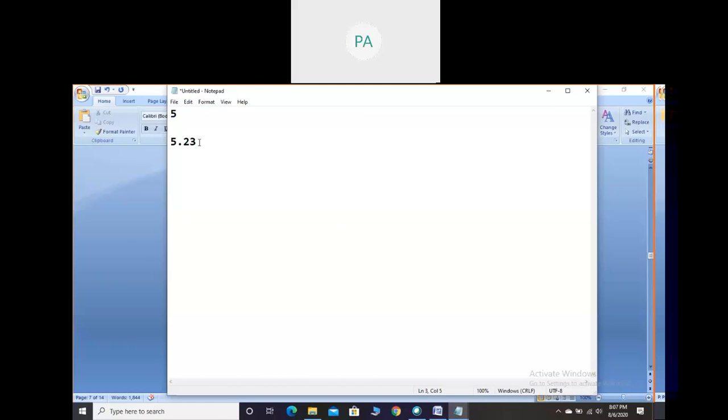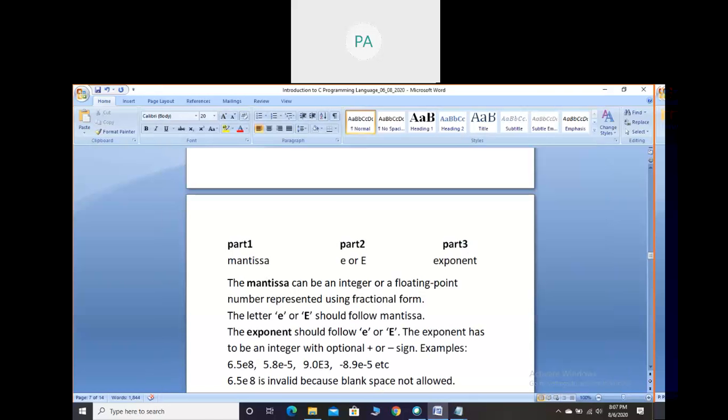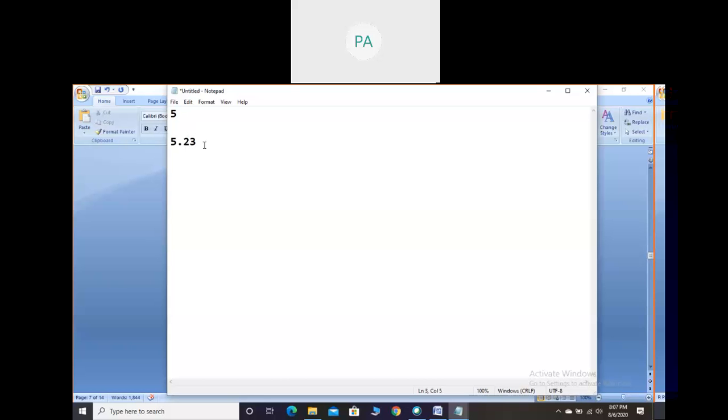So I have written only one part here, that is the mantissa part. Okay, so again still the mantissa part is there. Mantissa can be an integer or a floating point number represented using fractional form. See, this is about mantissa. That means it can be an integer or a floating point number. So in this example, 5 is an integer, 5.23 is a floating point number. Okay. Second part.